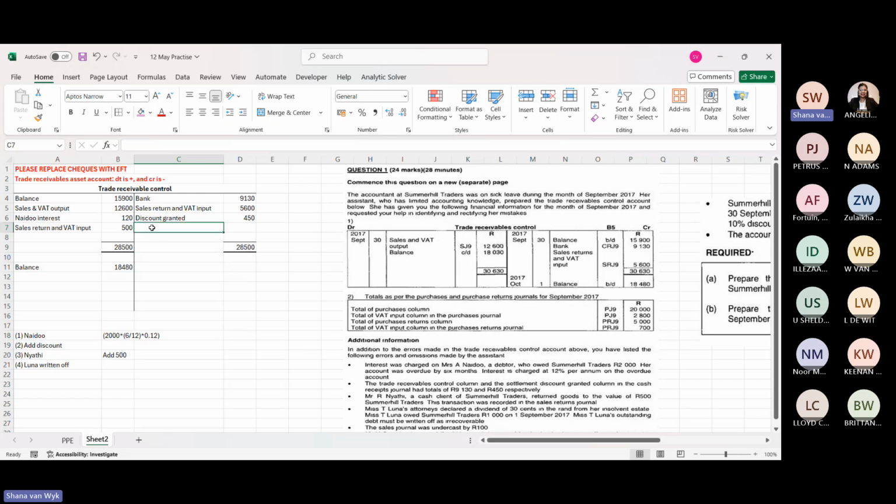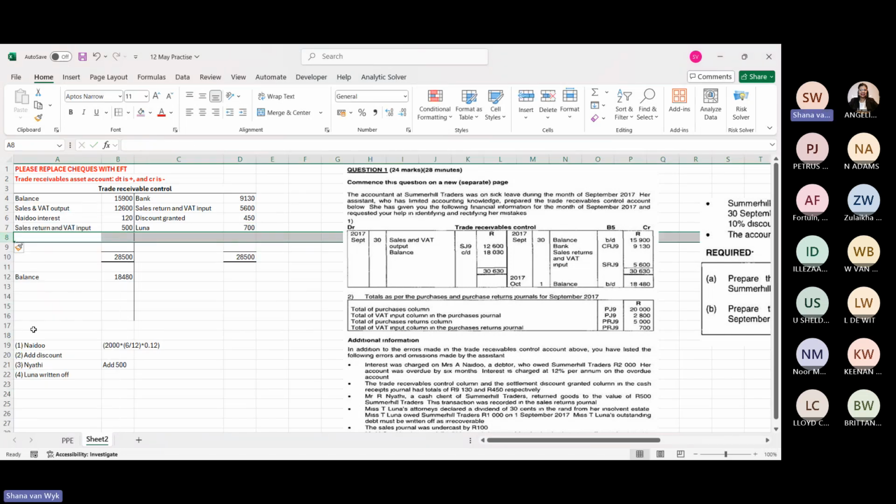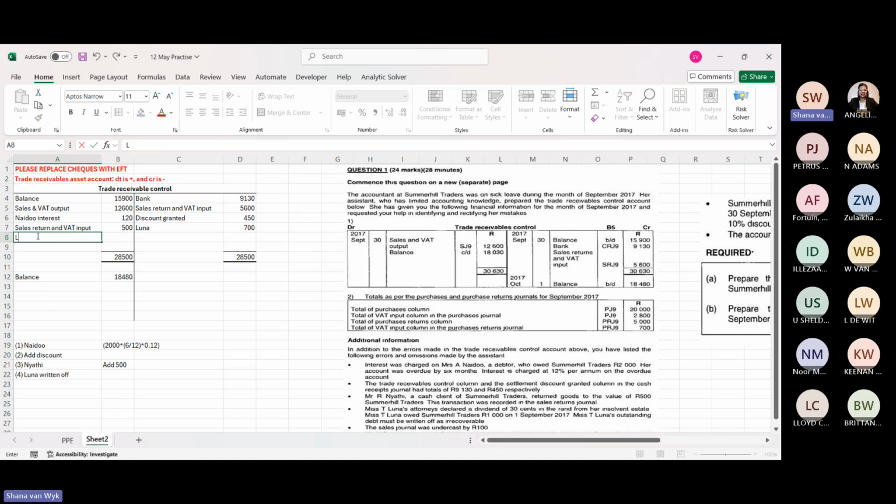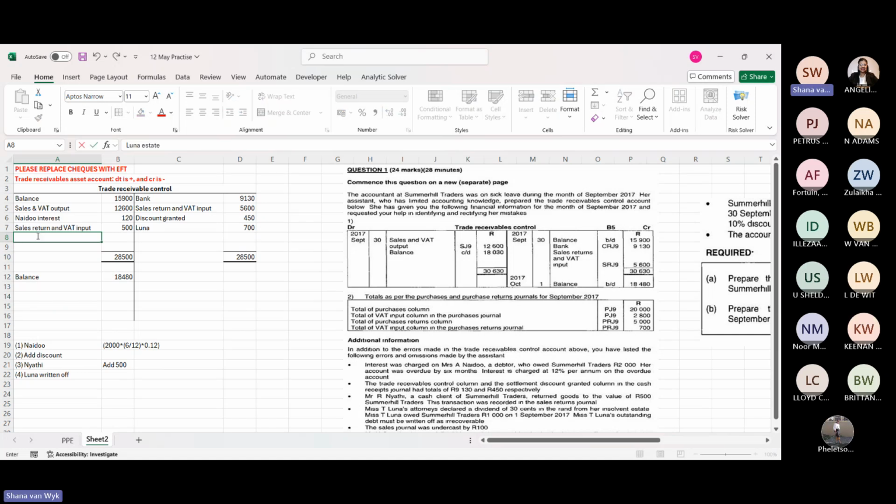So we're going to say here, Luna is 1,000 rand minus 1,000 times 0.3. So it's 700 rand, but I'm also going to say here we received from the estate 1,000. I don't think you're going to debit your trade receivables control with 300. That 300 is written off. Sorry, the 700 is written off.